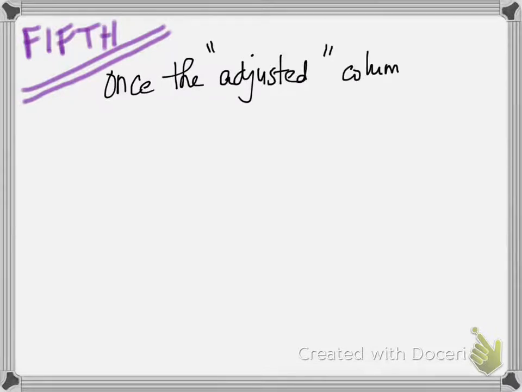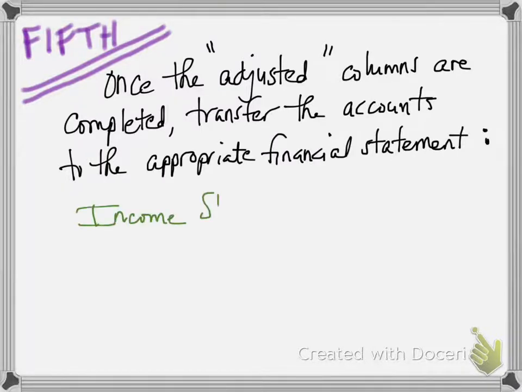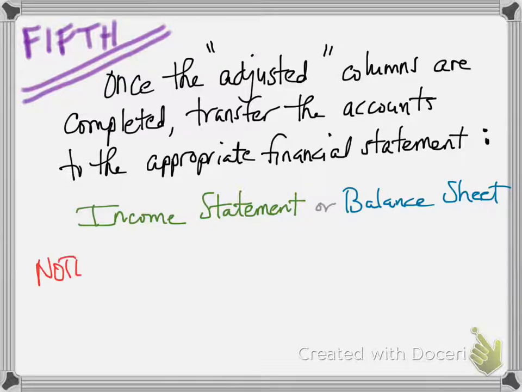step. So once the adjusted columns are completed and in balance, then we're going to transfer those account balances to the appropriate financial statement columns, right? There's going to be a debit credit set for the income statement, and then next to that a debit and credit set for the balance sheet.